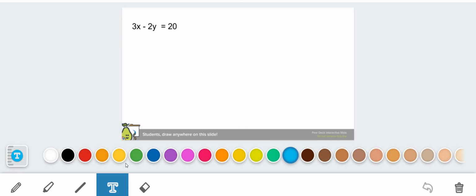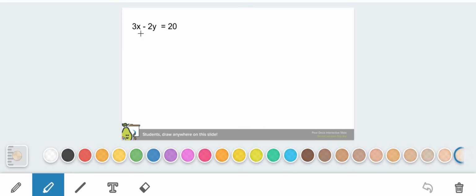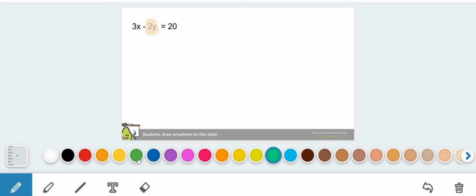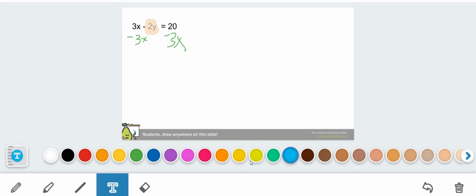Alrighty, so now what we're going to do is highlight our y again. Notice the same as before, the outside is the x. So minus 3x, minus 3x. I learned from last time, blue's a good color. So now I have to bring down this negative 2y, and it equals 20 minus 3x, right?